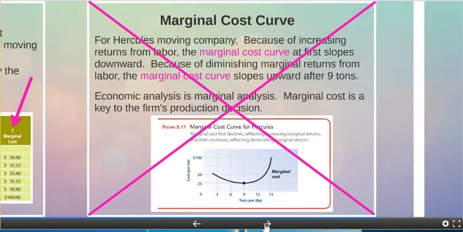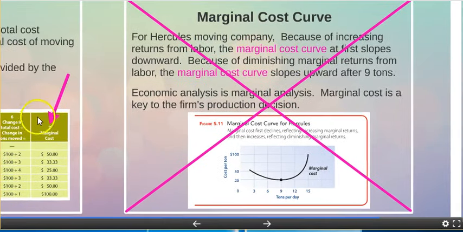And we're now going to look at the marginal cost curve. This is a curve that shows your marginal costs, and at the lowest part of the curve is when you're operating at the most optimal spot in your variable cost and the amount of tons of furniture you're moving.